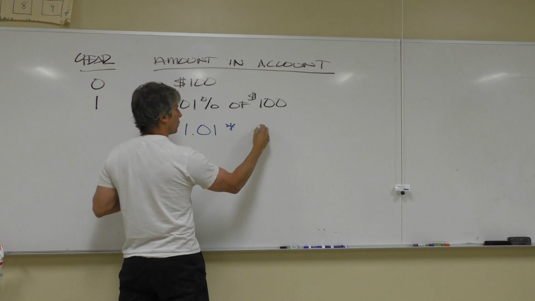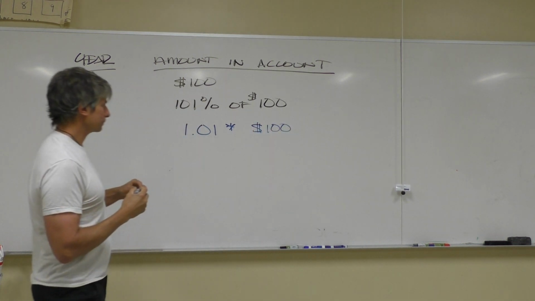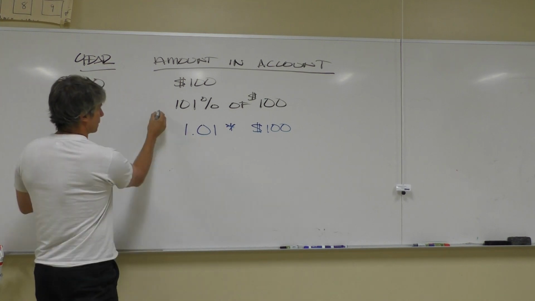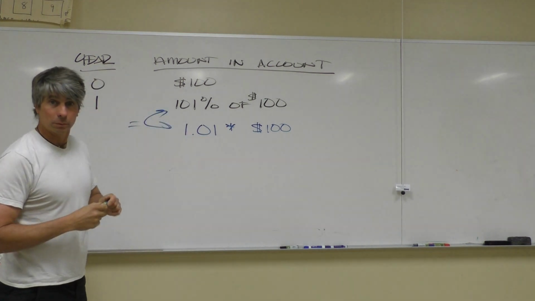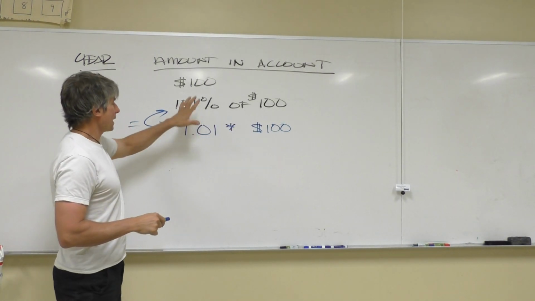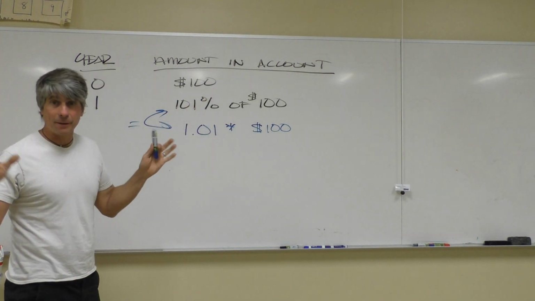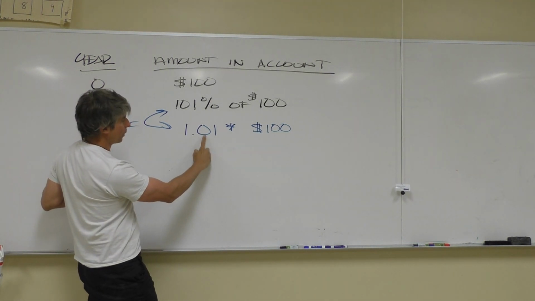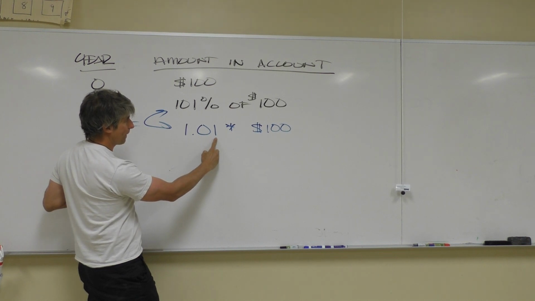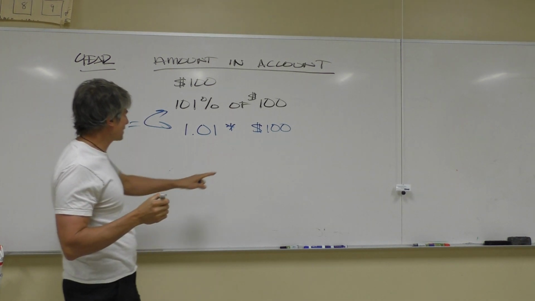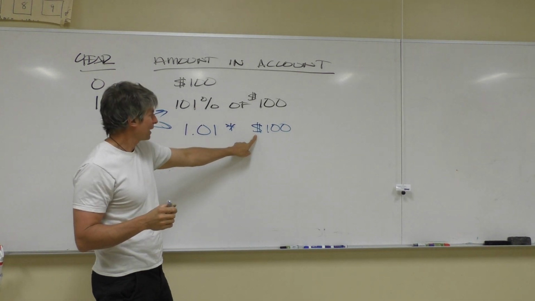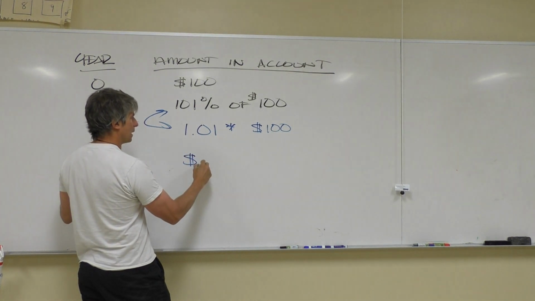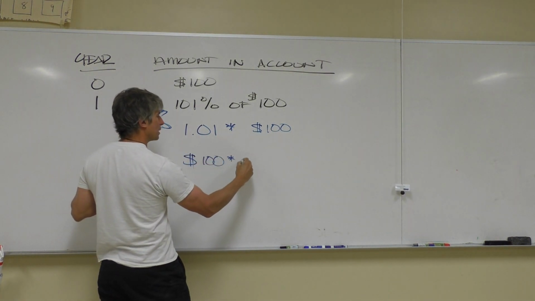1.01 times $100. This means the same thing. Both of these things are the same: 1.01 times 100 and 101% of $100. The 1 in decimal form stands for 100% and 0.01 stands for 1%. And because the dollar sign is a symbol and I want to draw attention to that, I'm going to reverse these and have it be $100 times 1.01.